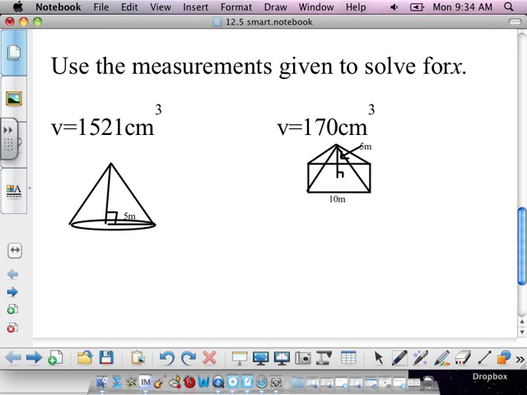We've got a cone. We've got the volume. We've got the radius. What am I missing? Height. The height. So we know volume equals 1/3 pi r squared height.